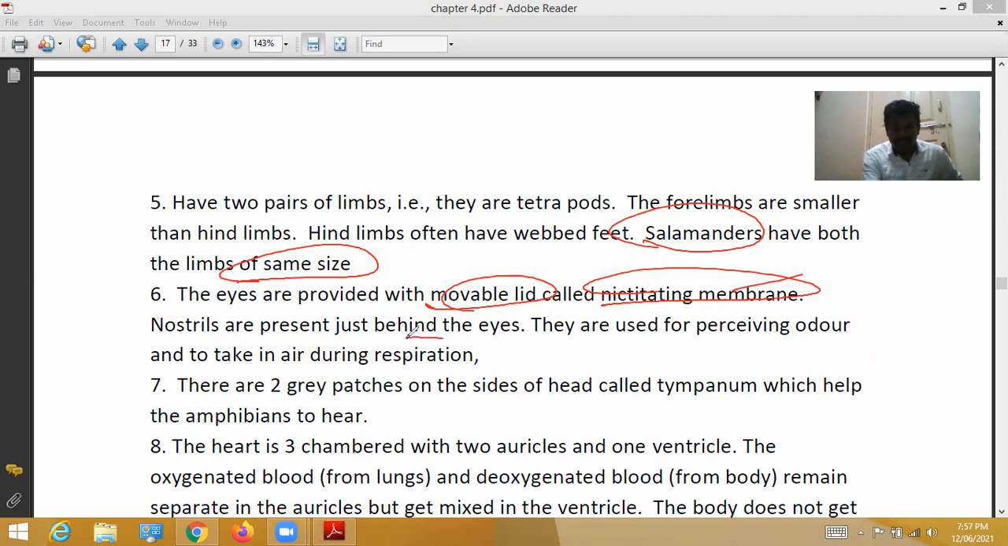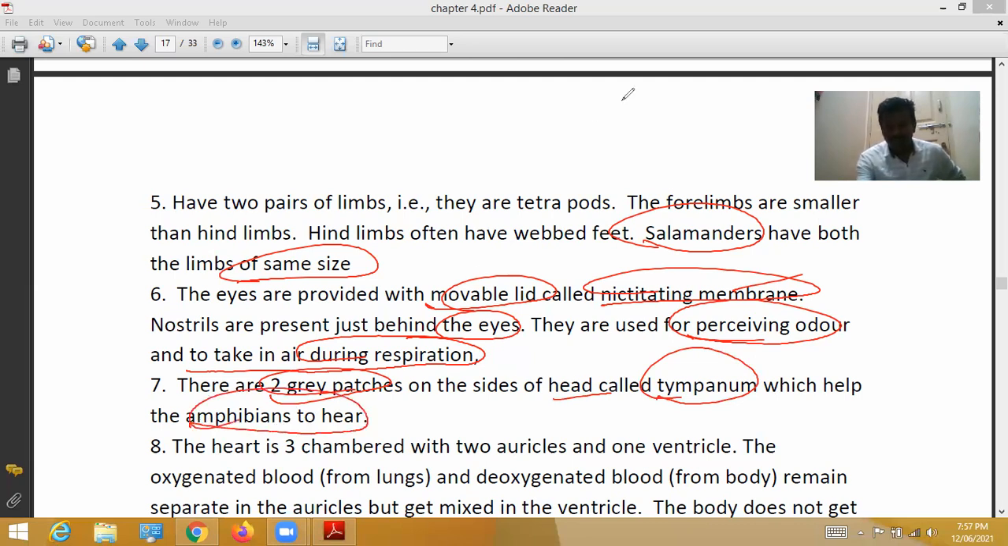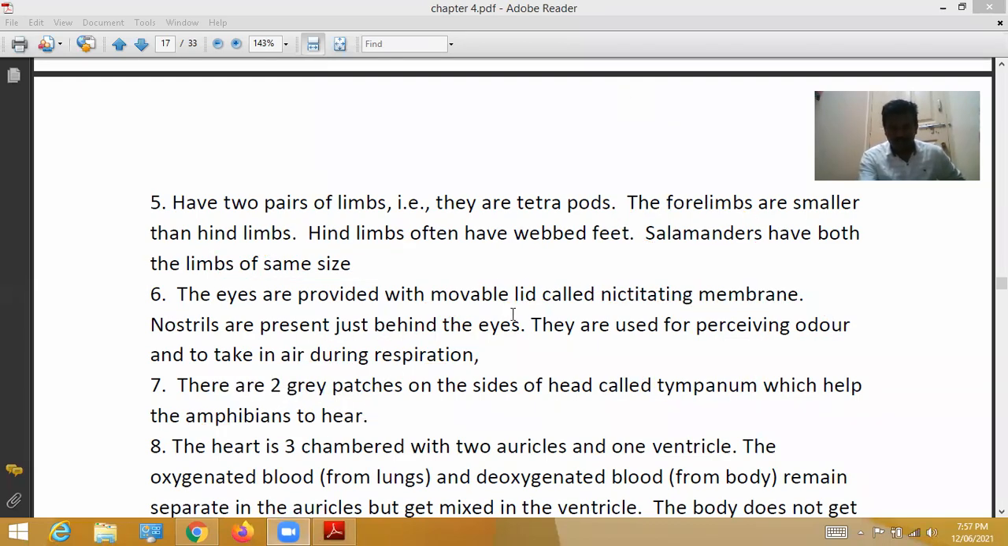Nostrils are present just behind the eyes. They are used for receiving smell and taking air inside during respiration. There are two gray patches on the sides of the head. Those are called tympana, which help amphibians to hear.